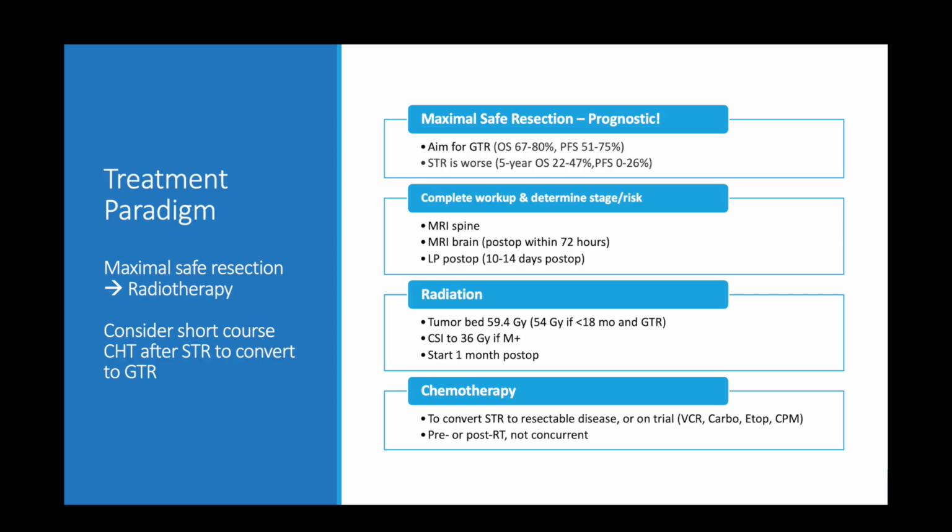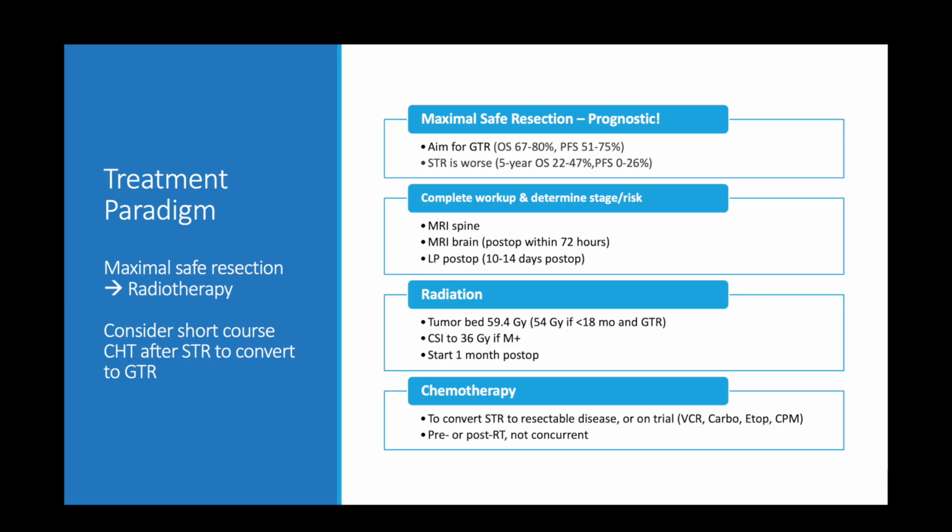MRI spine and the lumbar puncture, we try to get within 10 to 14 days postoperatively. And then standardly, patients receive adjuvant radiation beginning about 1 month postoperatively. So the standard dose is 59.4 gray to the tumor bed. And when we get into our discussion of evidence, we'll go through some protocols and talk about how they define their target volumes. But it's the postoperative tumor bed that gets 59.4 gray.